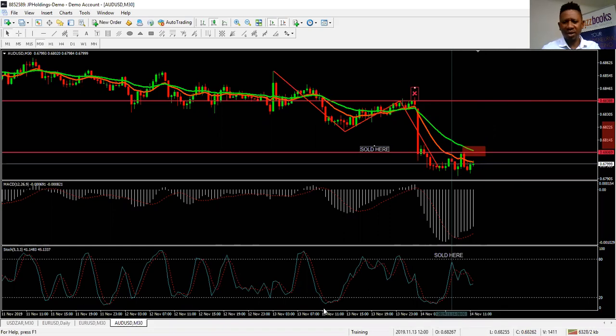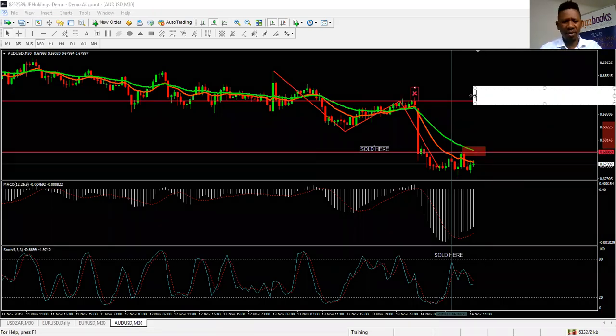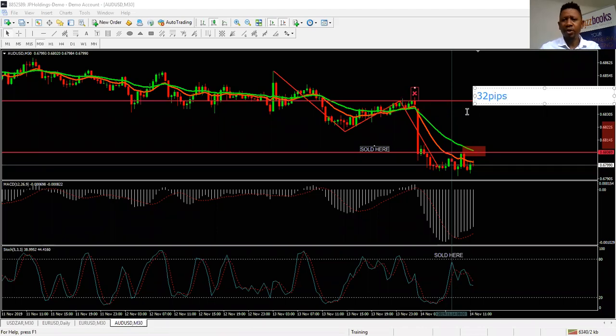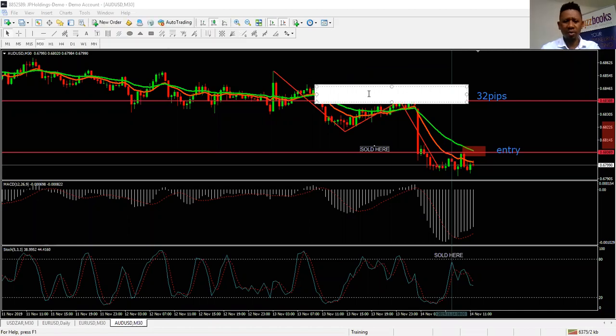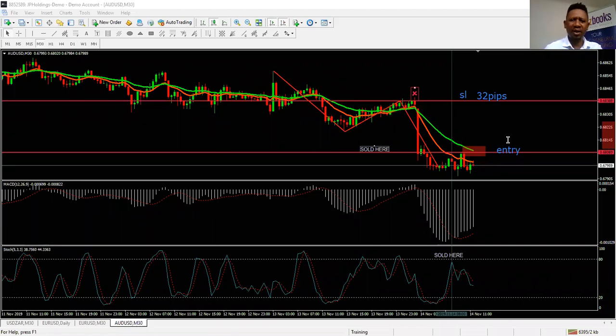So when the market was there, this is 32 pips. So 32 pips is the stop loss. Your entry was here, and the risk was 32 pips, or the stop loss was at 32 pips. So meaning that our reward must not be less than 32 pips.